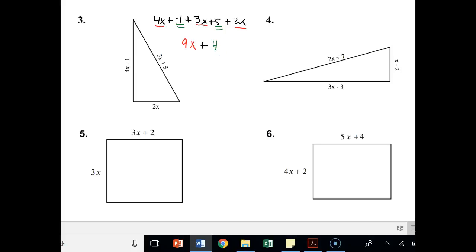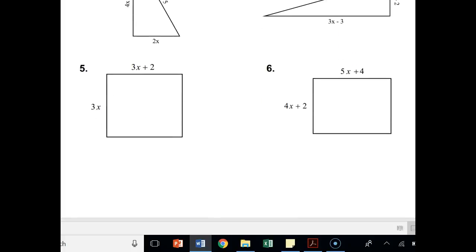We'll do one more. In fact, I'm going to skip 4. You'll do that in Edpuzzle. Look at number 5. So notice the shape we have. It can be considered a rectangle. So what do we know about rectangles? Well, if this is 3x plus 2, we know that this side and this side have to be equal. So this also has to be 3x plus 2. And if this is 3x, then we also know that this side has to be 3x, right? So our expression then should read 3x plus 2 plus 3x plus 3x plus 2 plus 3x.